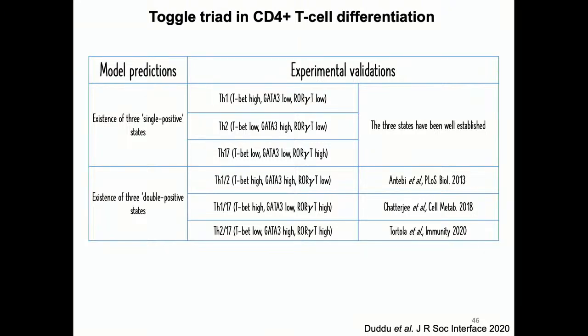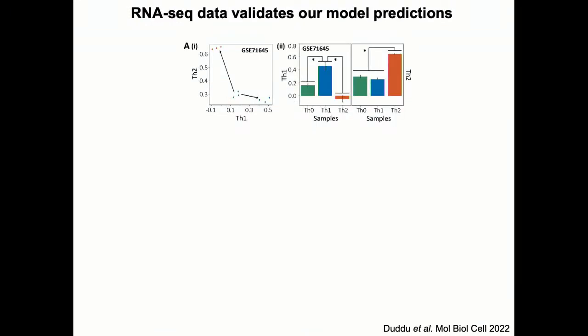Now, of course, the 3 states that we talked about have been well reported, but also more recently, people have shown that these hybrid states can exist stably over multiple generations in vivo. So whatever our model predicted, that you could have 6 states, all have been reported in this case.